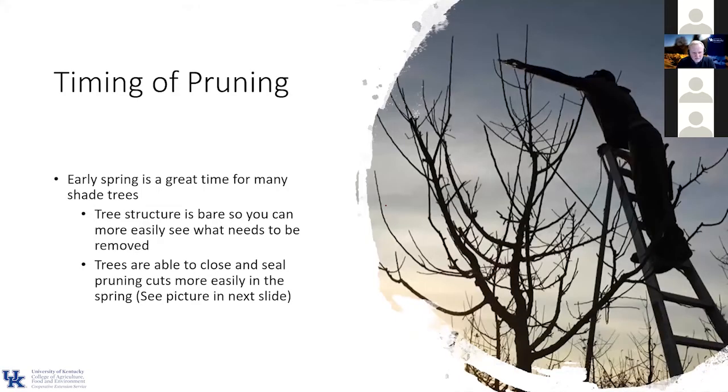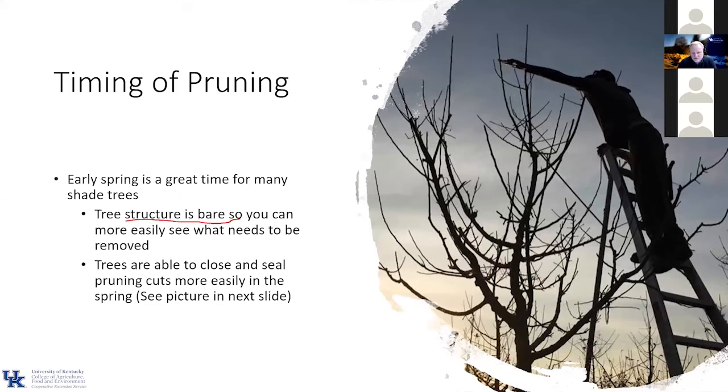First of all, the timing of pruning is probably the most common question I get here at the office. People ask, when's the best time to prune trees in Kentucky? And almost without exception, I tell them early spring is a great time for most shade trees in Kentucky for many different reasons. One of the reasons is that the structure of the tree is bare.